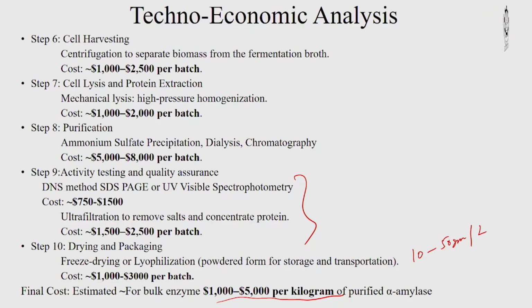So it's like 1,000 to 5,000 per kilogram, 1,000 grams. So that means $1 a gram. Not bad. It's cheap. It's actually very cheap.